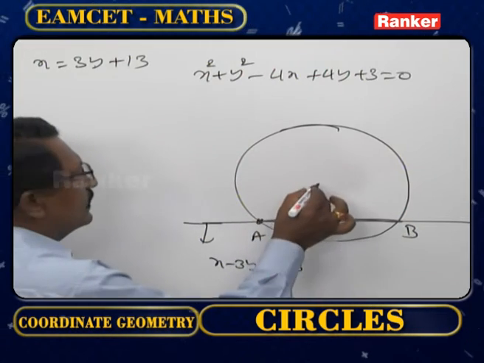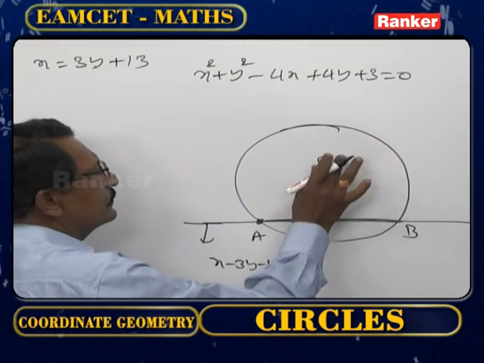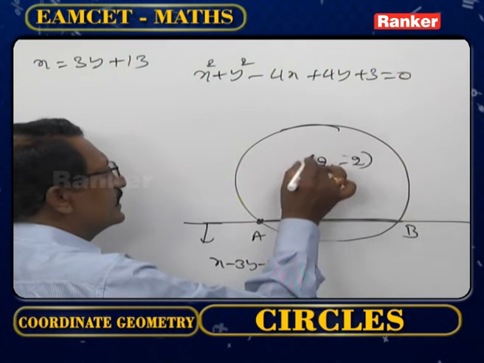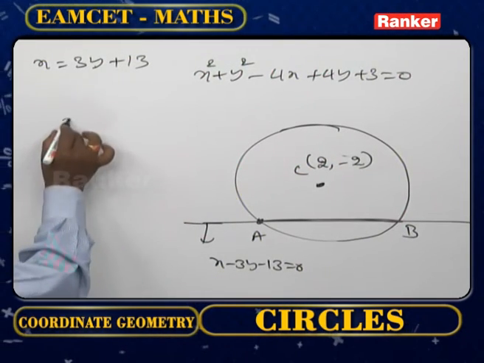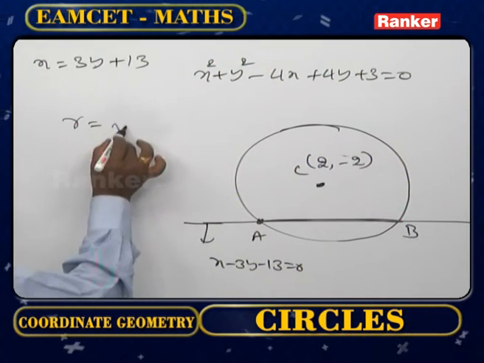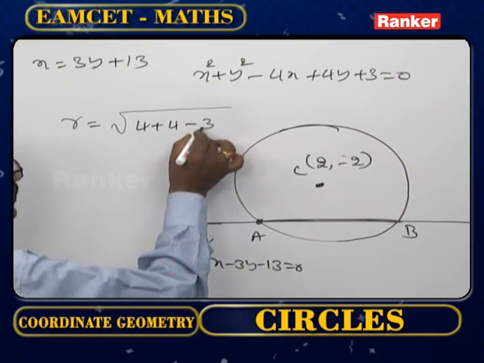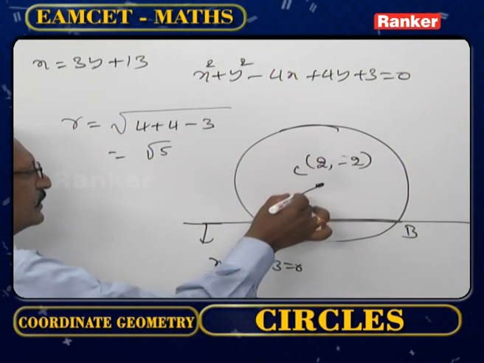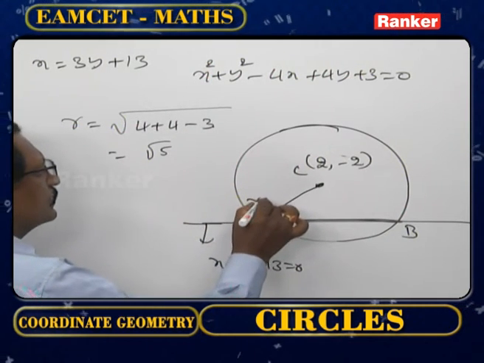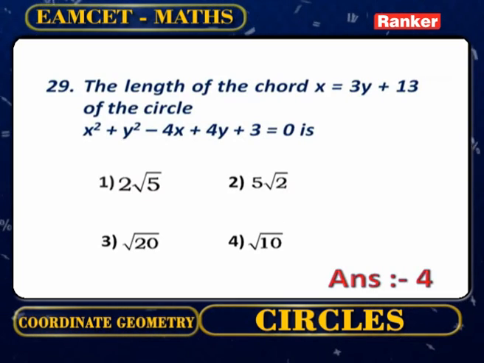Now, the center of the given circle is 2 comma minus 2, and the radius of the circle equals square root of g square plus f square minus c, that is 4 plus 4 minus 3, that equals root 5. Radius of the circle r equals root 5. Required: the length of the chord AB.